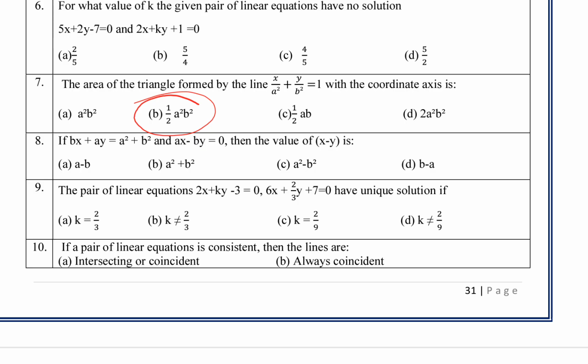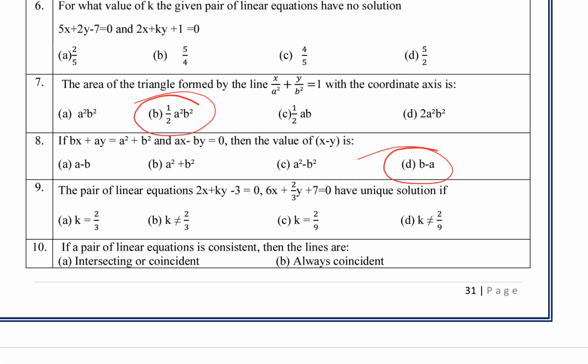Next, the eighth one. If bx plus ay equals a square plus b square and ax minus by equals 0, then the value of x minus y is, here the answer is D, that is b minus a. The x minus y is b minus a.